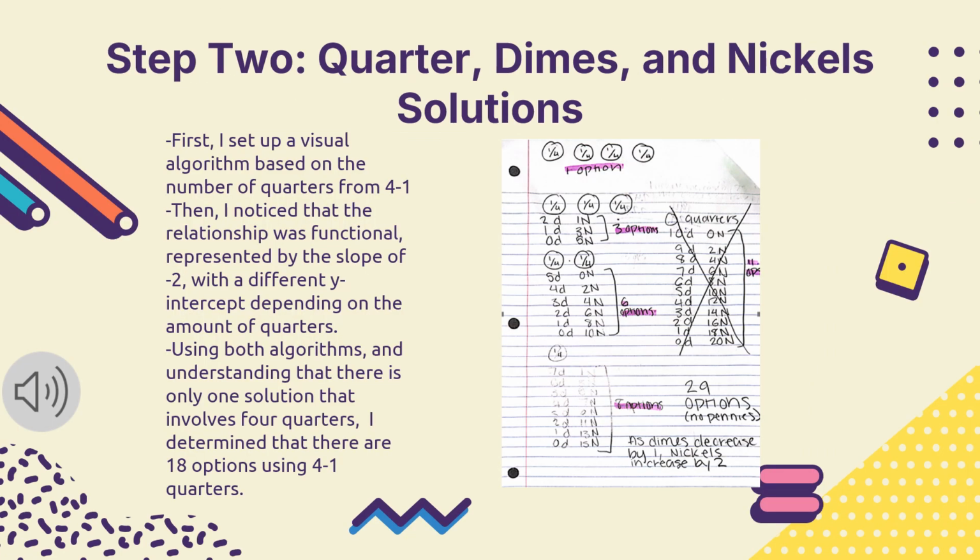Hi, this is Ellie, and this is step 2, solutions including quarters, dimes, and nickels. So I started this by setting up a visual algorithm, starting with 4 quarters and ending with 1. You can see that on my worksheet.